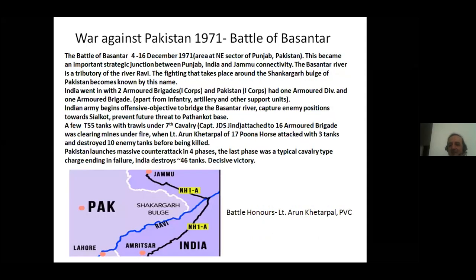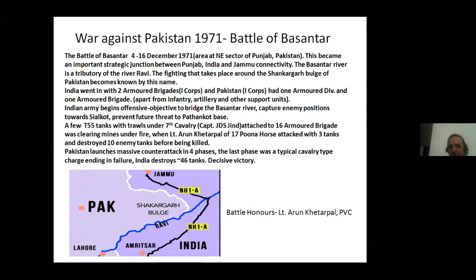So this is where another big tank battle in history after the Kursk and Asal Uttar is the Battle of Basantar. So it is around the tributary of the river Ravi. There's this river Basantar. So it is also called the Battle of the Shakargarh Bulge. So this is where we encounter one of the biggest tank battles here between 4th December and onwards.